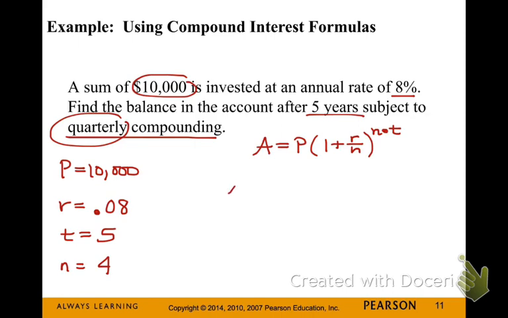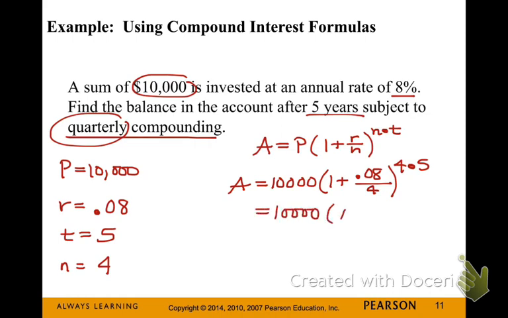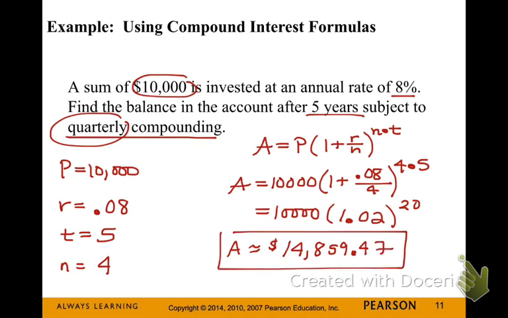If we plug these all into our equation then, since we're solving for A, we're trying to find how much money we have in the end, we're going to get 10,000 times 1 plus 0.08 over 4, all raised to the 4 times 5 power, which we're going to simplify. The base first: 1 plus 0.08 over 4 gives us 1.02, and then all raised to the 20th power. So we plug into our calculator, and we're going to get approximately $14,859.47 after 5 years in this account, if we're compounded quarterly.